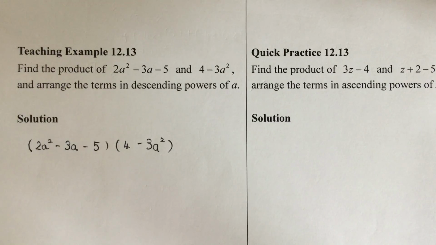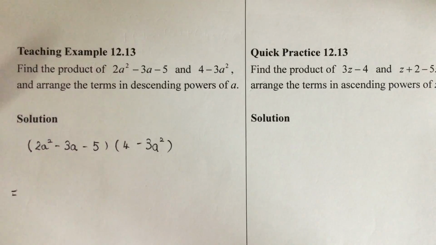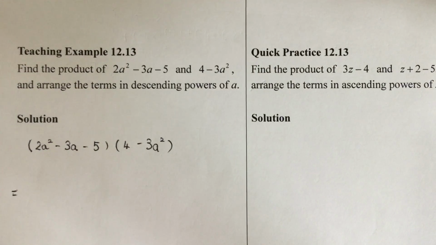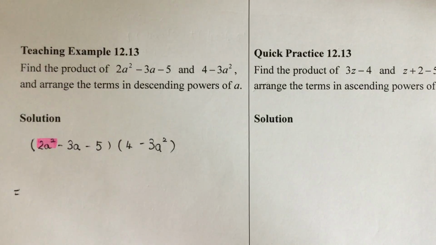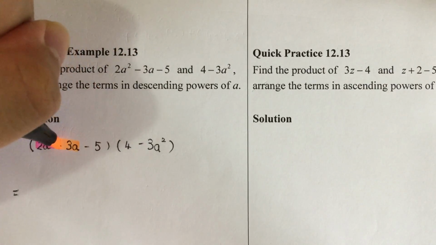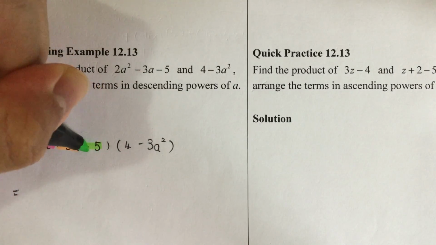Okay, we need to draw some arrows to solve the problem like this once again. So what can we do? First of all, we will make them into blocks first. So we have 1, 2, 3 blocks. 2a squared is one block. The second block is negative 3a, including the negative sign. The last block is negative 5, with the green one. So this one is the last block, negative 5.